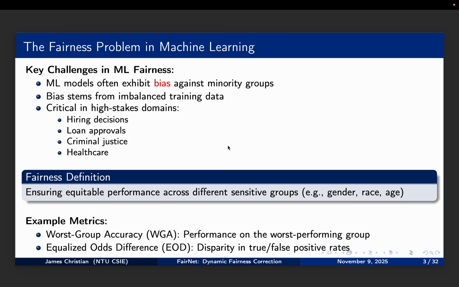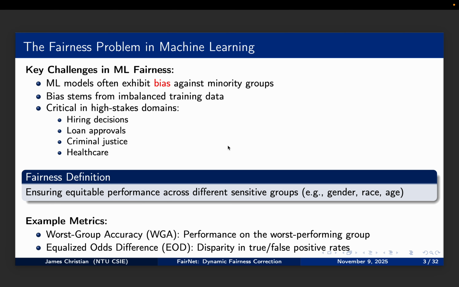Let me start by explaining the fairness problem in machine learning. Machine learning models often exhibit bias against minority groups. This bias stems from imbalanced training data. This is critical in high-stakes domains such as hiring decisions, loan approvals, criminal justice, and healthcare.